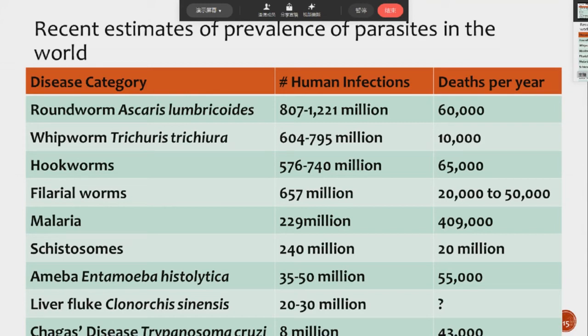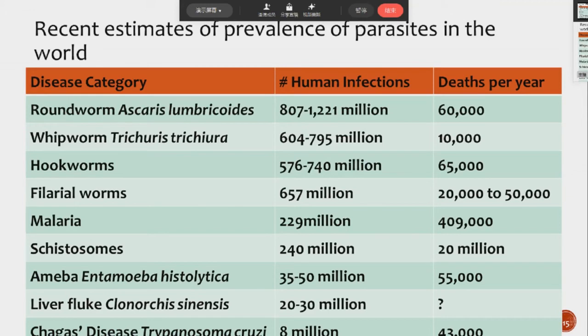And annually 60,000 people die by Ascaris. And the whipworm, its scientific name is Trichuris trichiura. They are living in our large bowel. Annually infected people number 604 to 795 million. And 10,000 of the patients will die from whipworm infection.